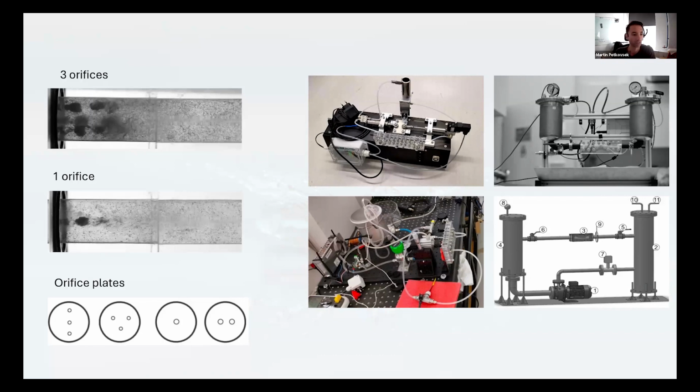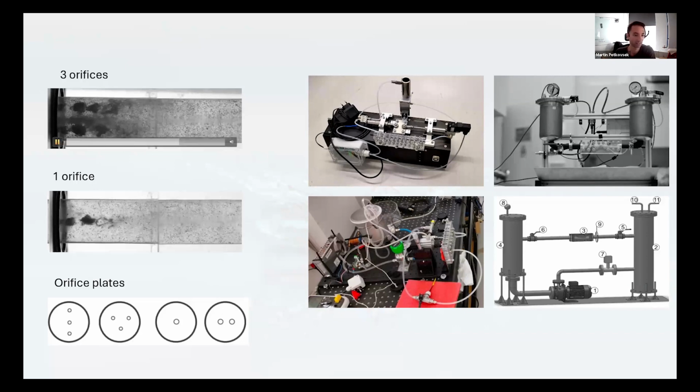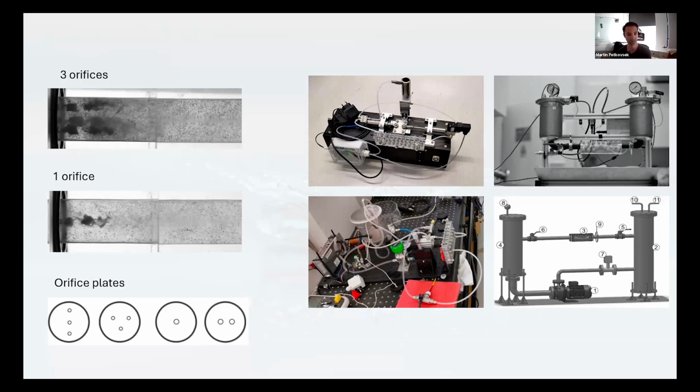So on the videos on the left, we can see, for example, here we have two constrictions, two orifices with 3 and 1 holes, and we can see that by changing the geometry of the orifice, for example, we can change the cavitation conditions that are generated in our devices.